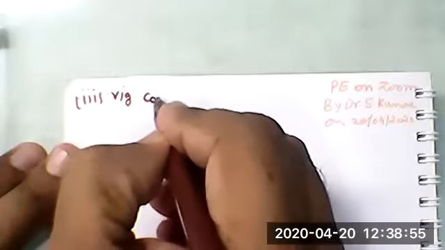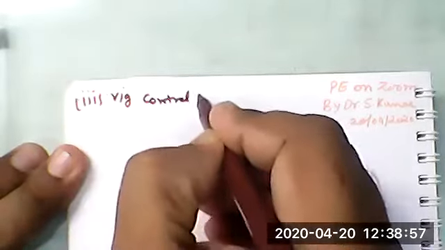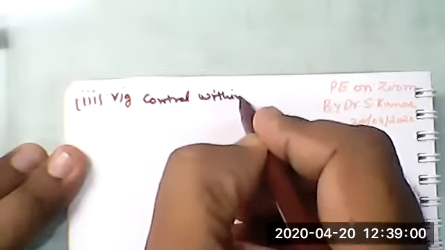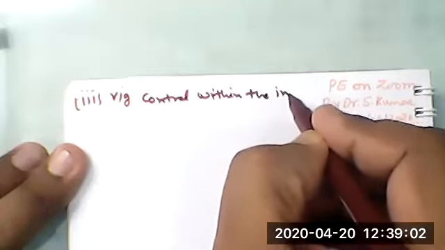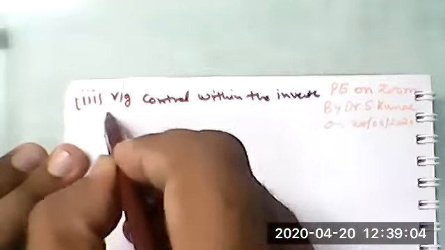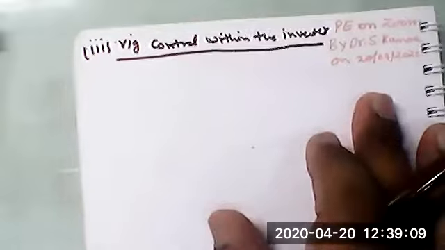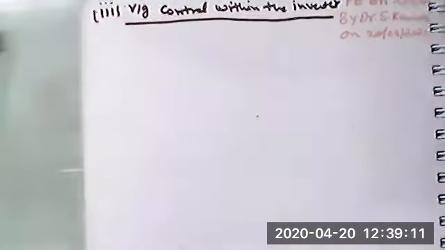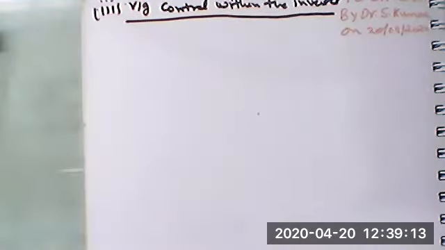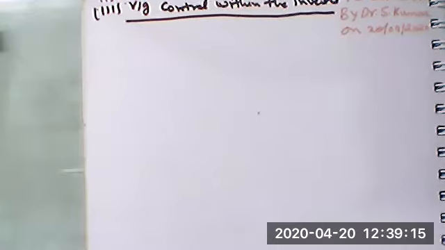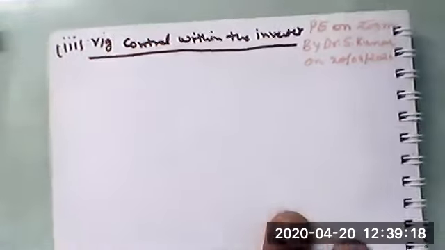And the last technique, that is voltage control within the inverter. No additional circuit or anything you are supposed to apply. It will automatically control your output voltage, right?